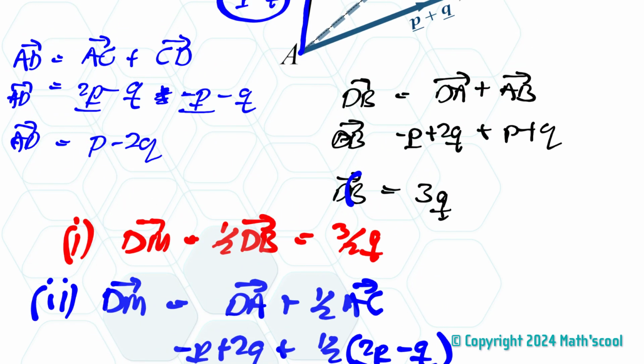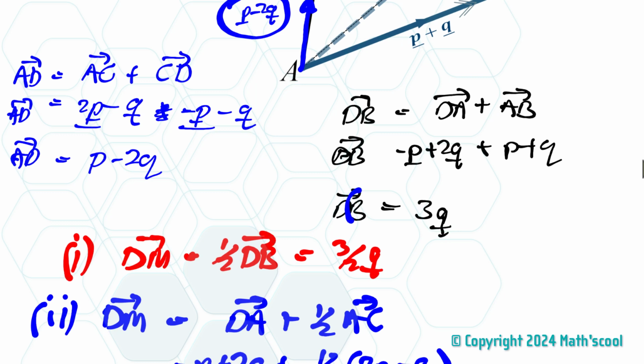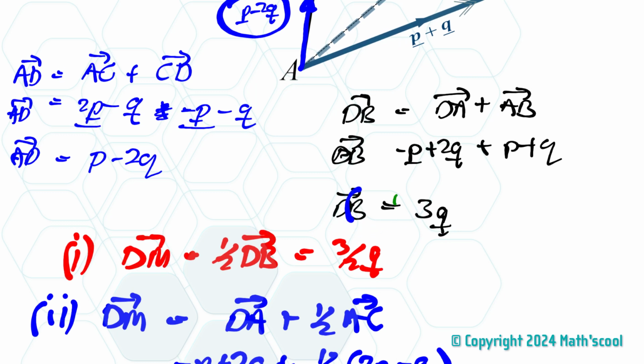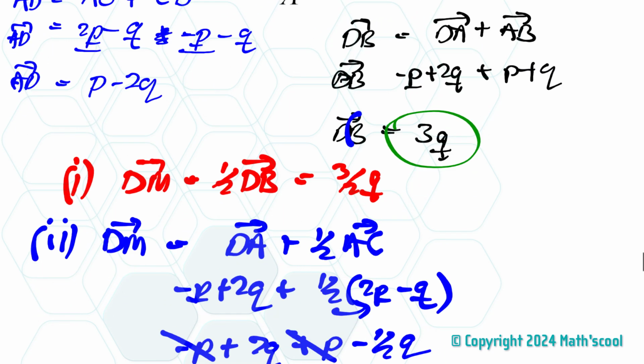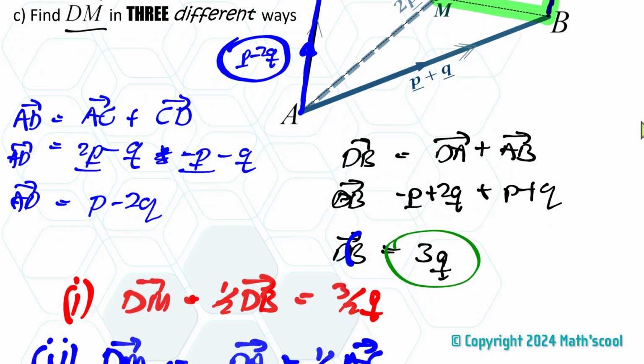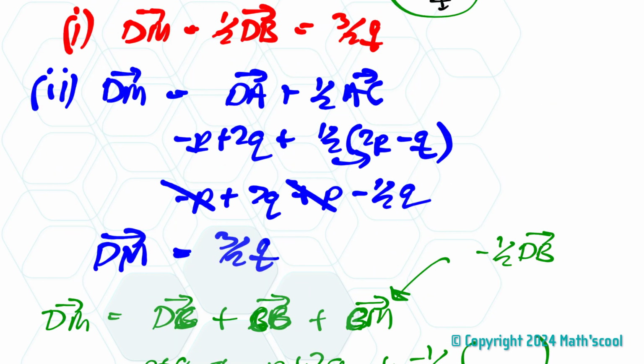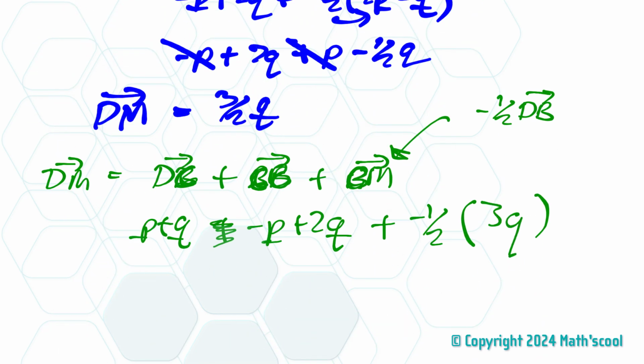Did we work out B to M? Well, we worked out D to B. D to B was this here. So B to D would be the negative of that, and we want half of the negative of that. Plus C to M. C to M is minus a half of D to B, which is plus minus a half times D to B. What was D to B again? It was 3Q. Okay, let's just tidy that up.